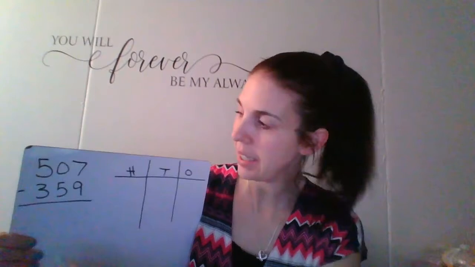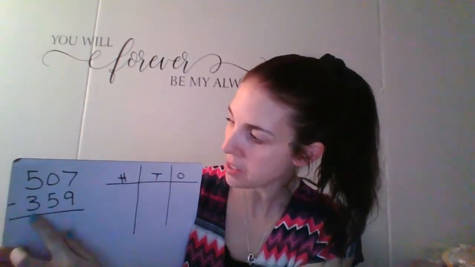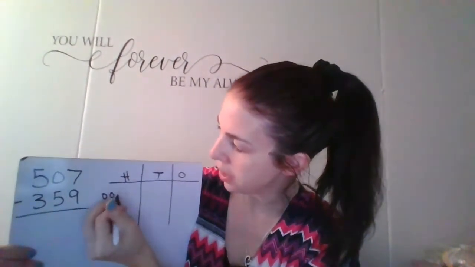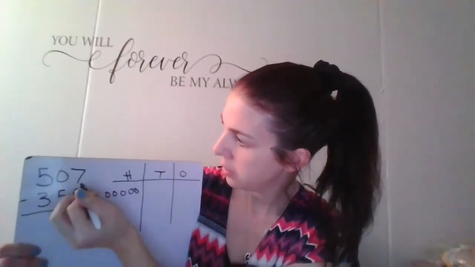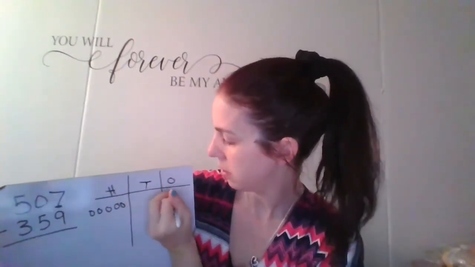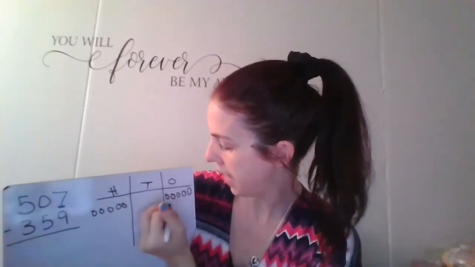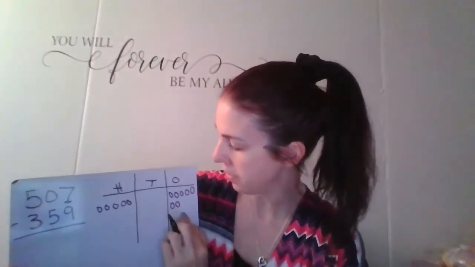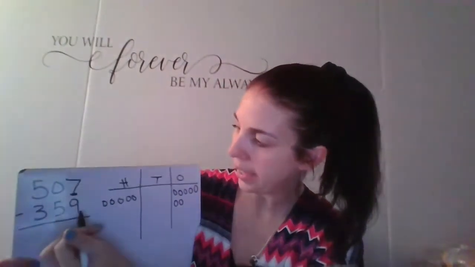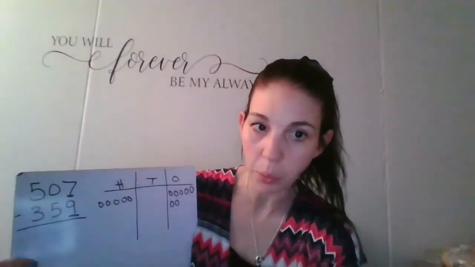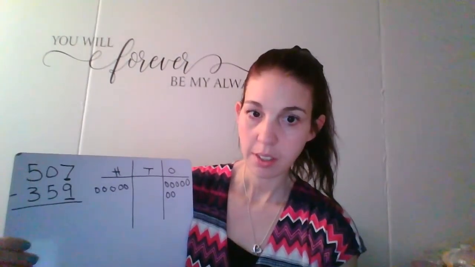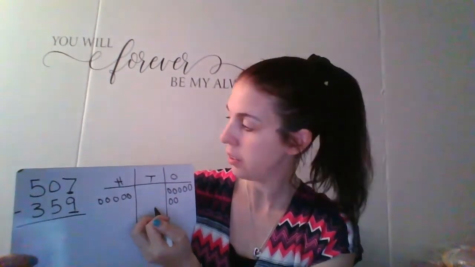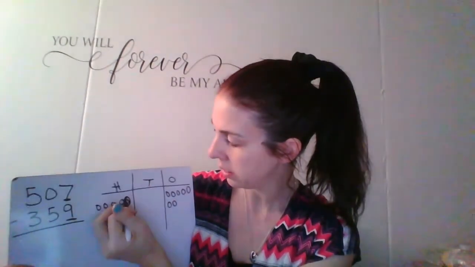Our last problem is 507 minus 359. So first we're going to show 500, and we have 7 ones. 1, 2, 3, 4, 5, 6, 7. Okay? So 507. Now I want to take away 9 ones. I don't have enough, so I can't come over here. So I'm going to come to my 100.